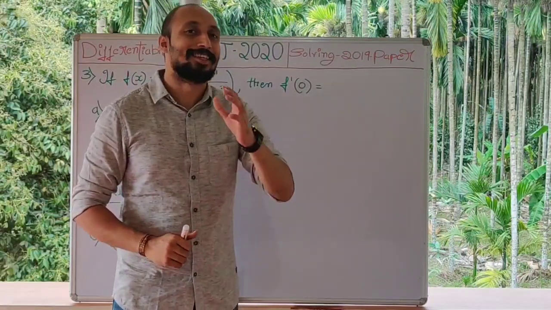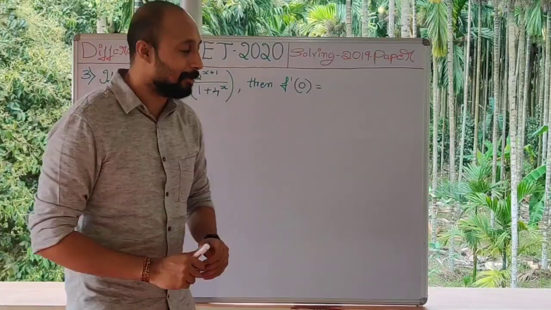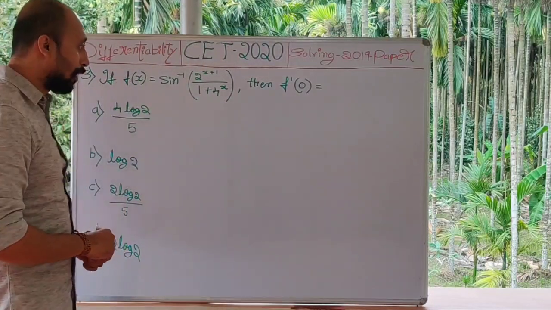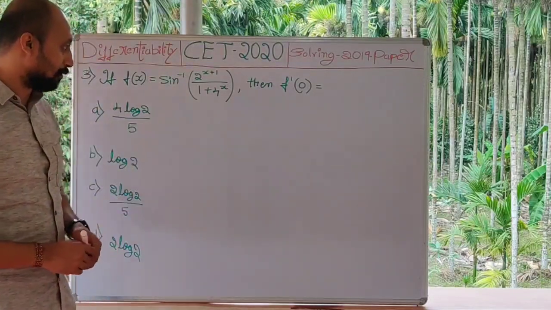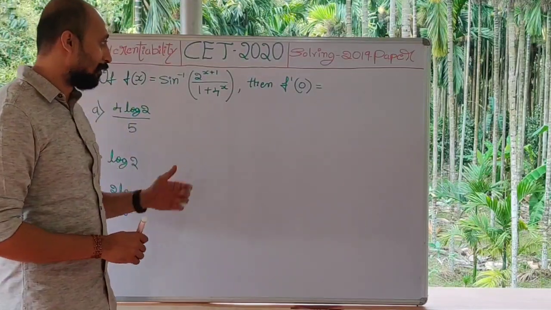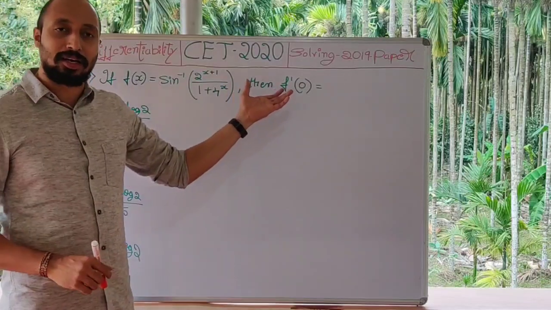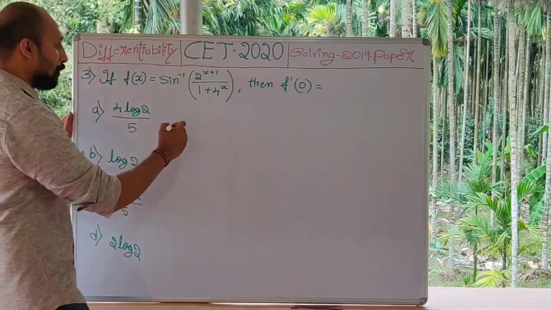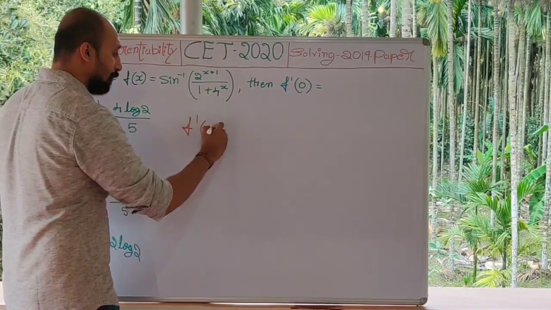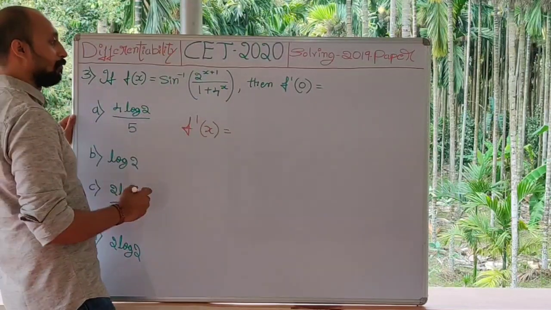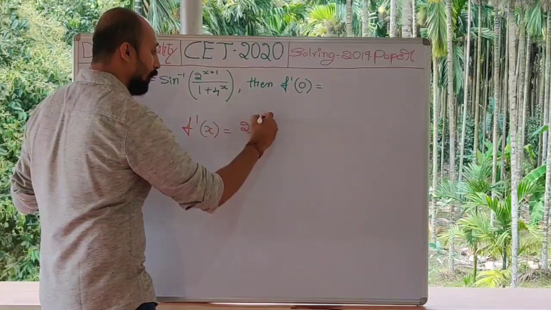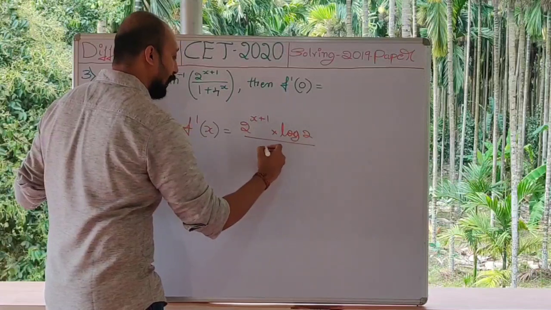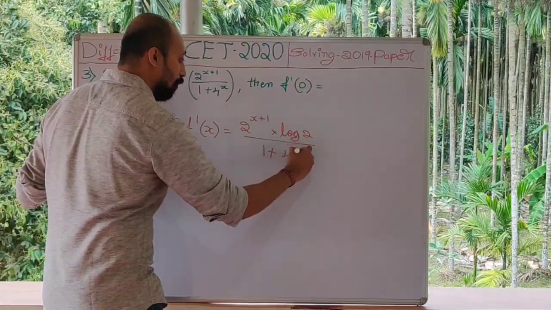So people, this is the third question from differentiation. They have given f of x value as sin inverse of 2 to the power of x plus 1 divided by 1 plus 4 to the power of x. A very good problem. And I need to find the differentiation when x value is 0. So first of all, what is differentiation of x? So when I do the differentiation of this, I'll get it as 2 to the power of x plus 1 into log 2 divided by 1 plus 4 to the power of x.